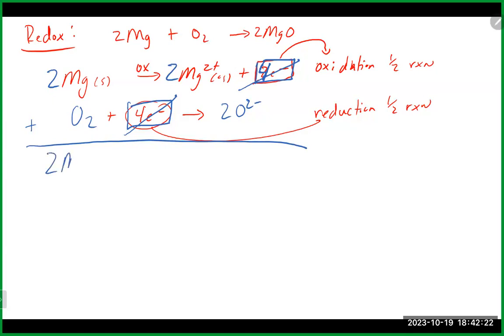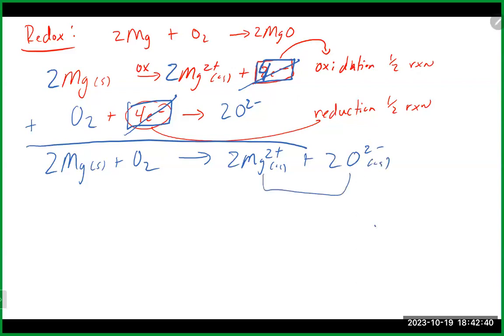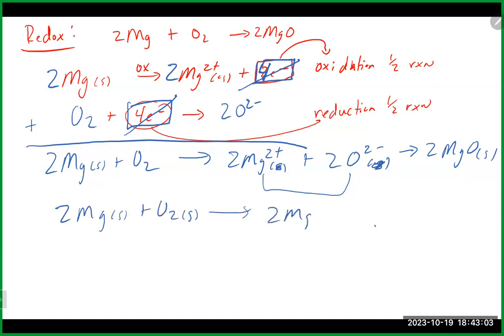So that is 2 magnesiums plus an oxygen on the left-hand side of the arrow. On the right-hand side, I basically have 2 of these ions here and 2 of these ions here. And since these are ions, they're actually going to come together to make just 2 of the magnesium oxides in this case. And these are actually solids. Or they're aqueous and they will make a solid at the end. So that will give us our overall reaction of what is going on.